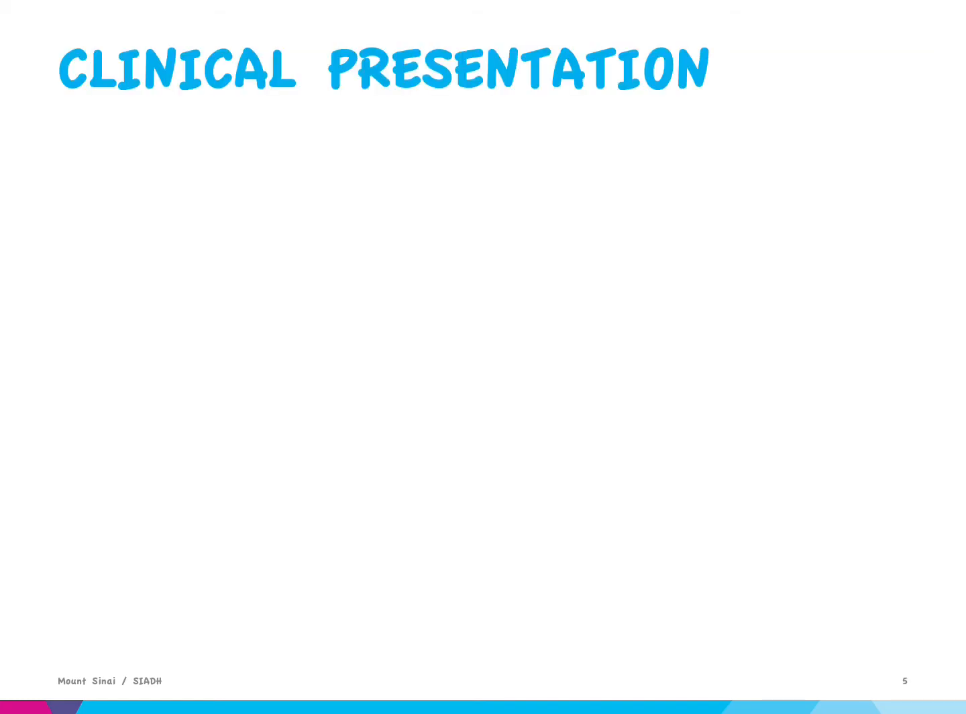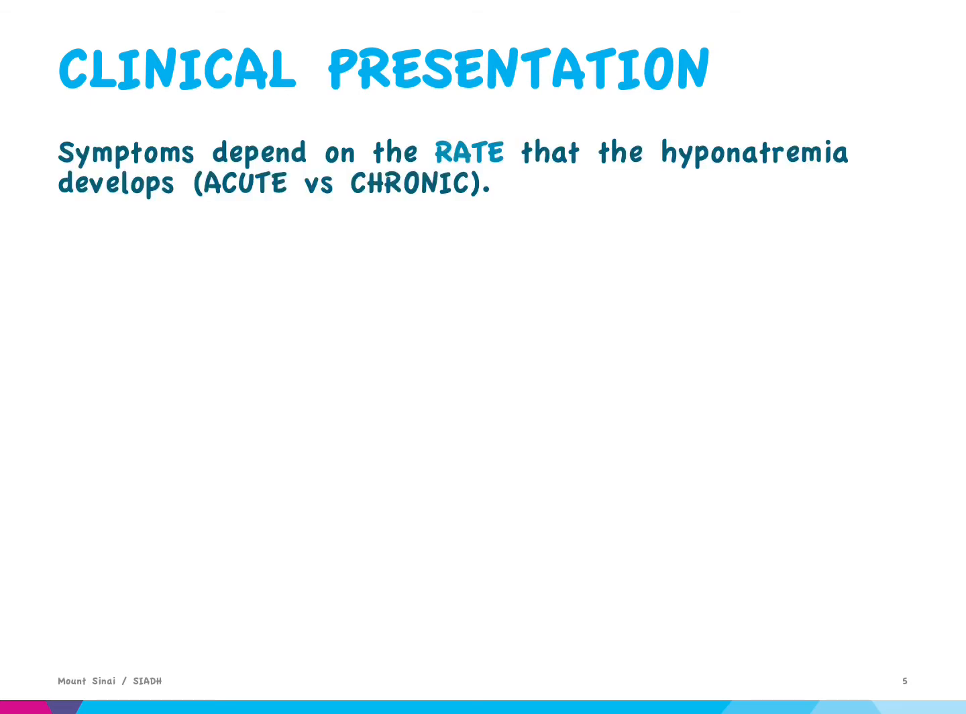What is the clinical presentation of hyponatremia? It really depends on the rate of the development of hyponatremia, so if it's acute versus chronic. Symptoms are caused by the dilution and loss of sodium, so are similar to dehydration. And as the concentration of sodium becomes lower, the brain begins to swell, so we will start to have signs of cerebral edema and irritation.